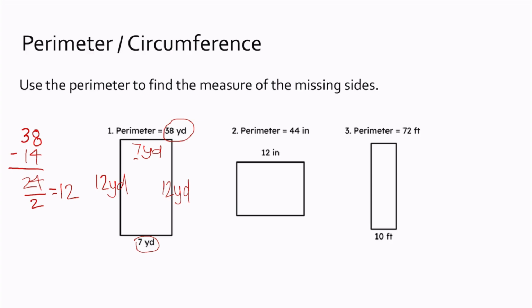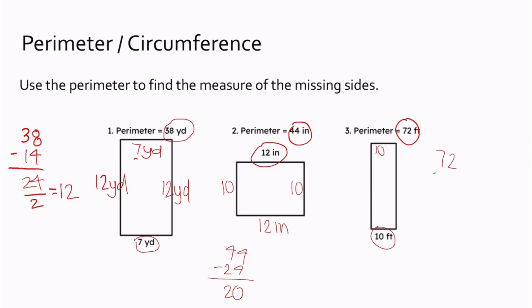Now this one, again, I see that I have a perimeter of 44 inches and this is 12, which means this must also be 12. So if I take 44 minus 24, I get 20, and 20 divided by 2 is 10. So these both sides must be 10. And on this last one, I have 72, and this side is 10, which means this side must also be 10. So 72 minus 20 is 52, which means these sides must be 26.